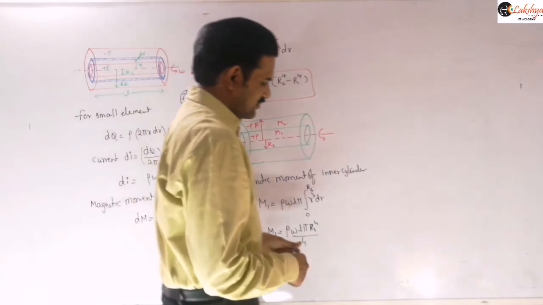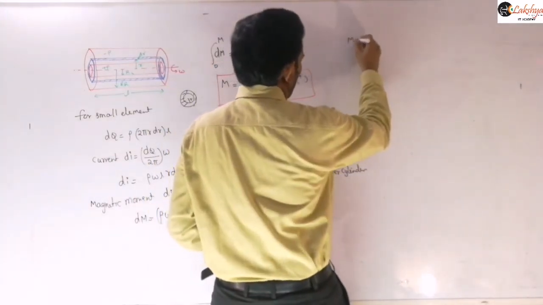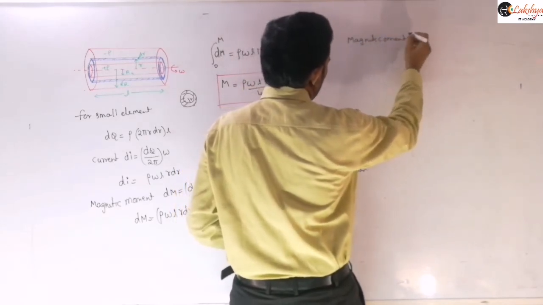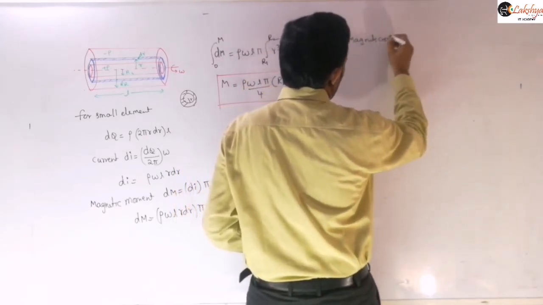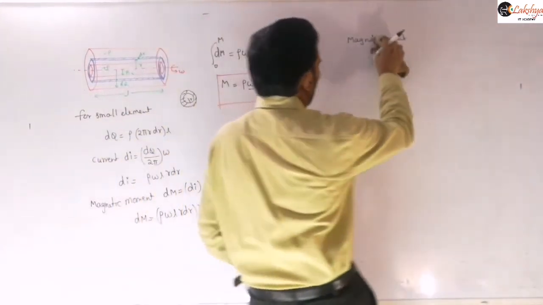And now let us write for this outer one here. The magnetic moment of the outer one, outer cylinder.